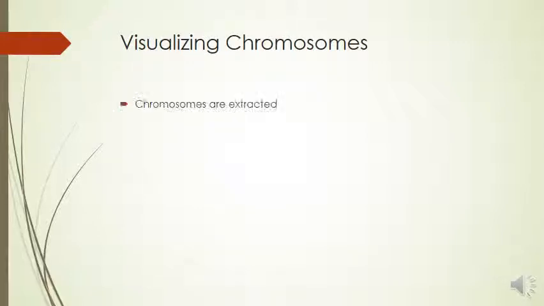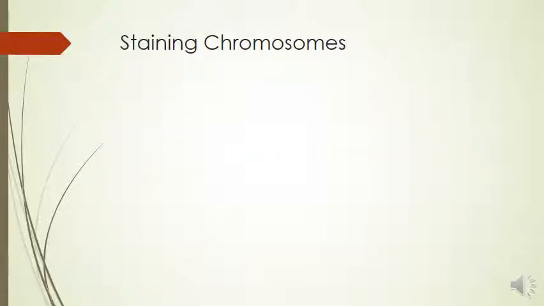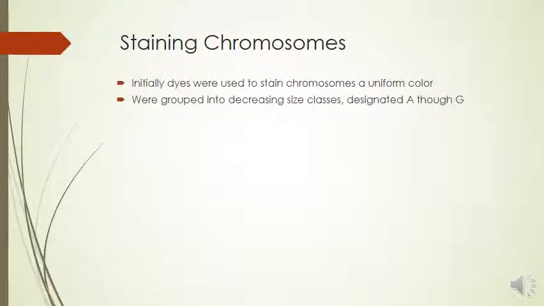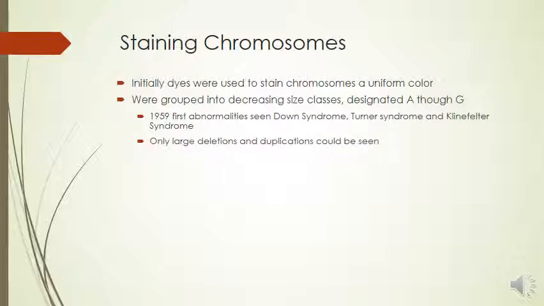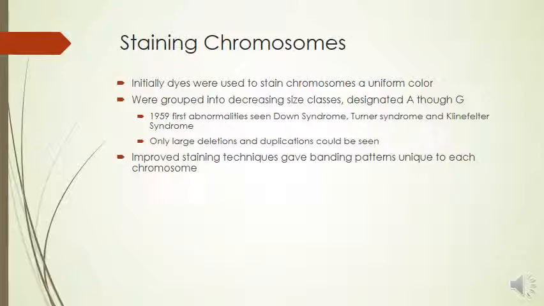In order to visualize chromosomes, they need to be extracted, and then they need to be stained with a combination of dyes and DNA probes. Initially, dyes were used to stain chromosomes a uniform color. They were grouped into decreasing size classes, and these were designated A through G. In 1959, the first abnormalities were seen with Down syndrome, Turner syndrome, and Klinefelter syndrome. Only large deletions and duplications could be seen at this time. Improved staining techniques gave banding patterns unique to each chromosome.